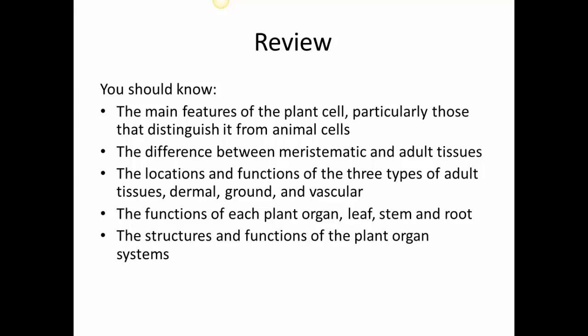You should know the location and functions of the 3 types of adult tissues: the dermal tissue, which surrounds the outside of the plant, the ground tissue, and also the vascular tissue, which we know is important in transporting materials around the plant body. You should be familiar with the functions of each of the plant organs that we discussed: the leaf, the stem, and the root, and how those organs function within the 2 plant organ systems, the root system and the shoot system.